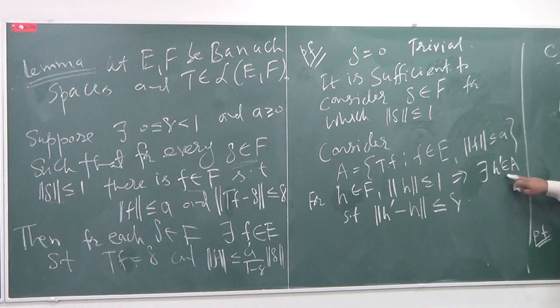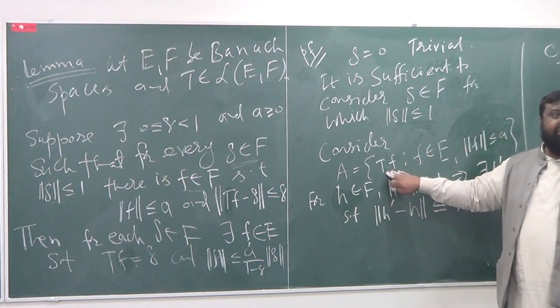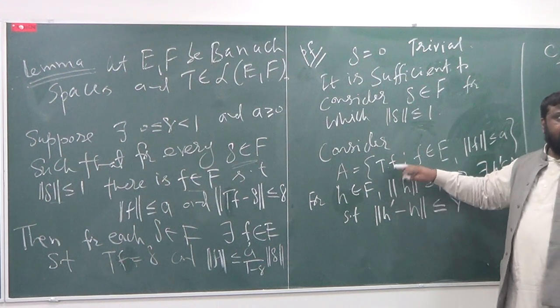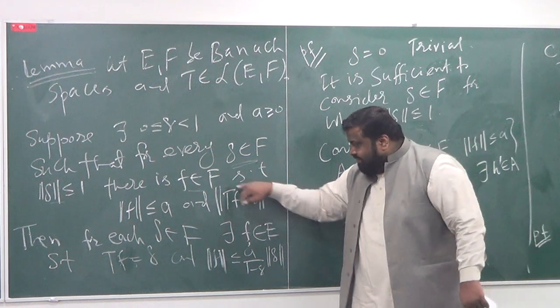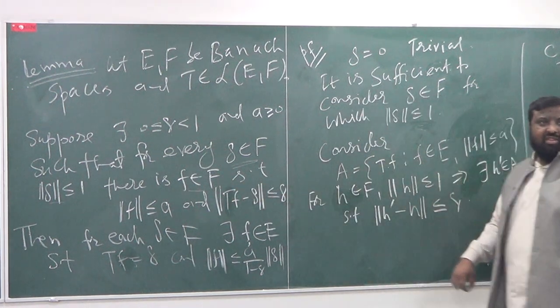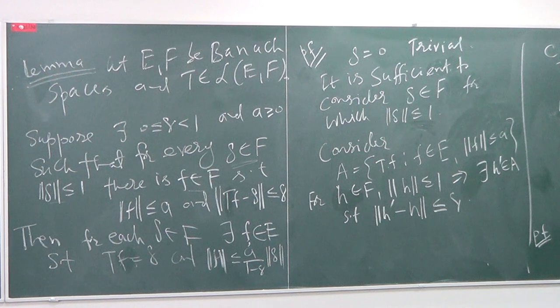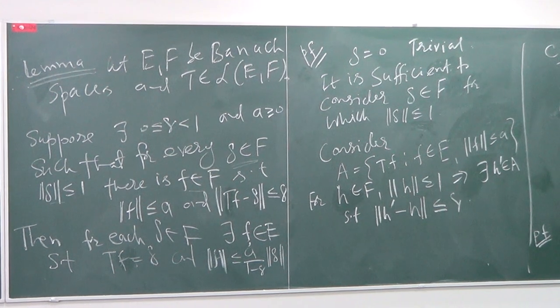If H prime is in A, then H prime is equal to TF for some F in here. And H prime is like this TF, which is the same thing. So what I'm doing is basically rephrasing what is written in the hypothesis in a more compact and precise form.